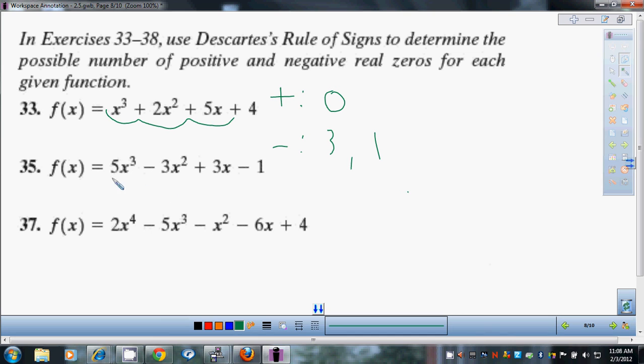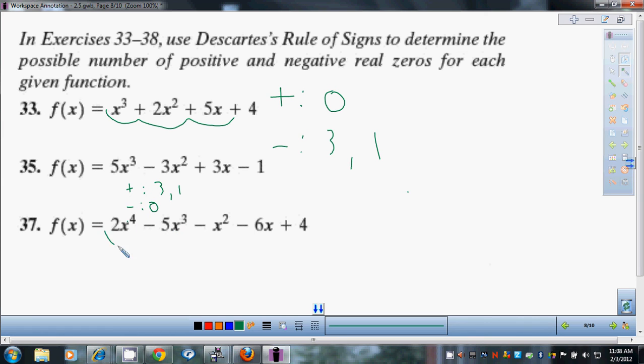Let's look at 35. How many sign changes? 3. So that means there's 3 possible positives. How many does that leave for negative? 0. There's none. It's 3 or how many positives? You have to go down by 2s every time to account for possible imaginary ones. 1. There could have been 3 or 1 possible positives, no negative. So now you know not to bother with the negative ones.